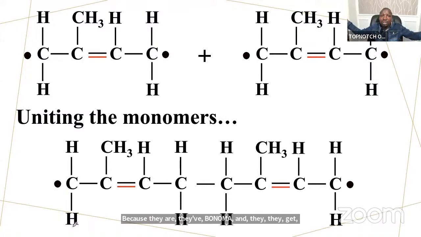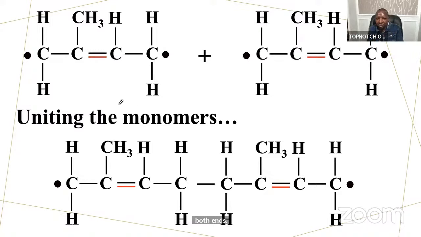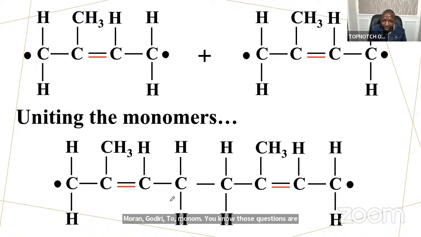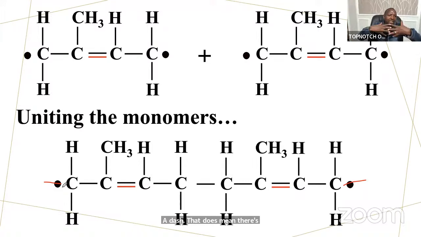So it can continue. Somebody can even tell you to draw natural rubber showing two monomers. Those questions are very common. But when they tell you to draw using two monomers, remember this one: you don't put it like a dot, you put a dash. That dash means there's a free electron. Just like this, and that can come and join. These are free electrons that can come and join, bond like that.